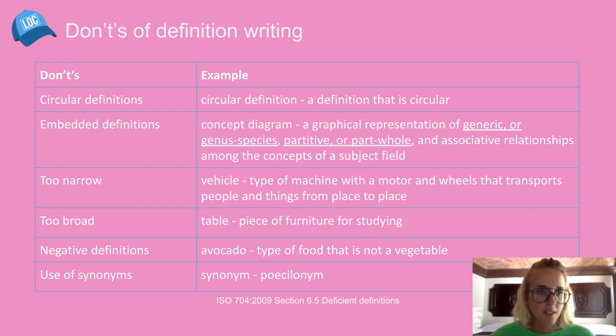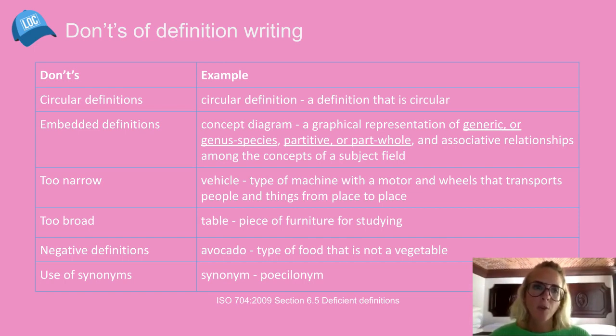Negative definitions. Describing what a concept is not, not what it is. In the example, you can see that I've defined avocado as a type of food that is not a vegetable. It's a fruit, in fact, but this negative definition would be not in compliance with best practices for definition writing.